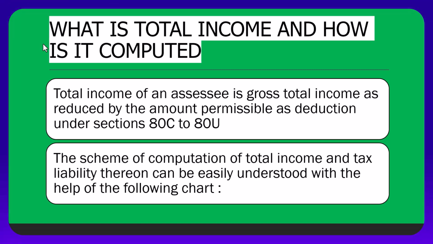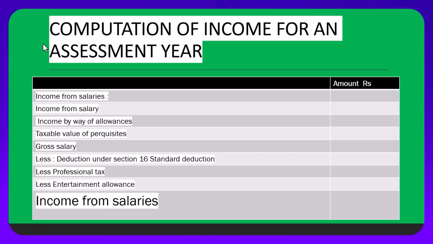So, scheme of computation of total income. Now we are talking about total income. First it was gross total income, now total income. Total income is after claiming all possible deductions which the Government of India has given through the income tax. You can reduce the tax. Okay. So the scheme of computation of total income and tax liability thereon can be easily understood with the help of the following chart. Okay.